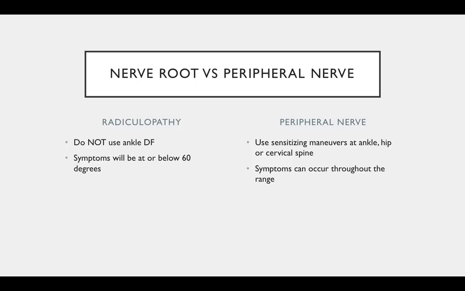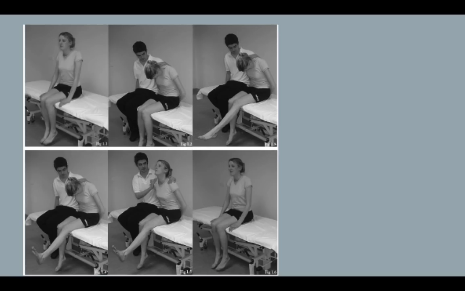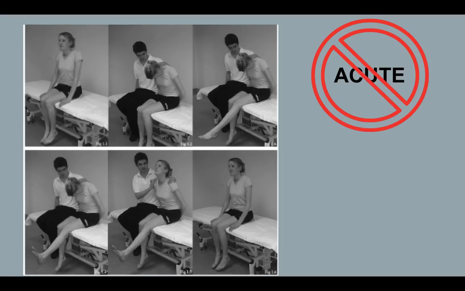Of special note is using the straight leg raise when assessing for nerve root pathology versus peripheral nerve pathology. The straight leg raise test will be performed as a passive test without the use of ankle dorsiflexion. When we are suspecting a peripheral nerve problem, meaning any pathology distal to the nerve root, we will use sensitizing maneuvers. This is another reference slide showing and describing the slump test. Please note that this is not to be used in acute patients, especially when disc herniations are suspected.